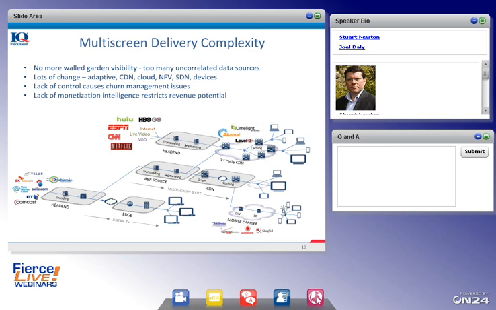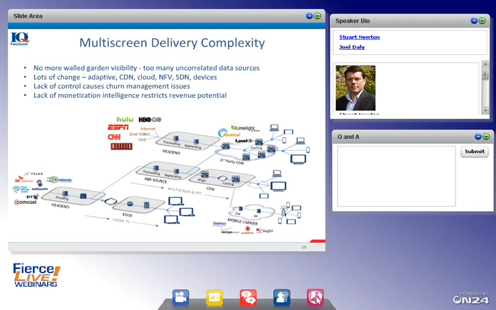With IPTV and cable video deployments, everything was under control of the operator typically. Everything from the head end through the core network, through the edge, and out to the set-top boxes. It was all within a walled garden. It could all be controlled. That doesn't work for multi-screen so much anymore.